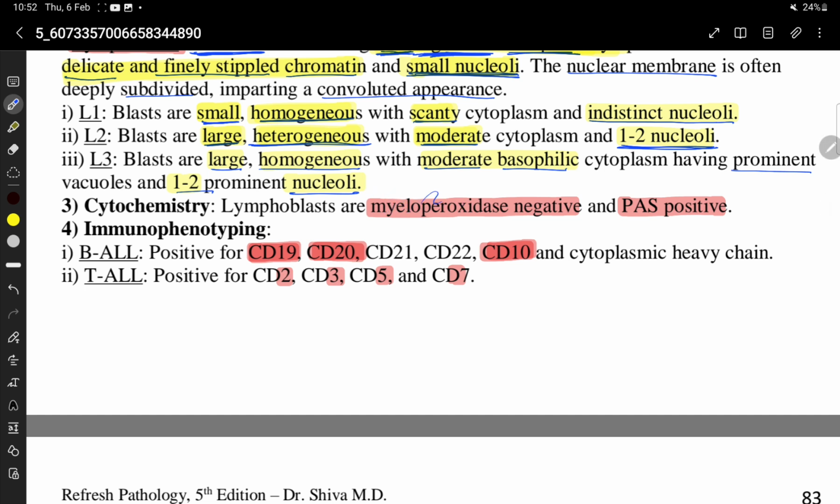Cytochemistry: lymphoblasts are myeloperoxidase negative and PAS positive.